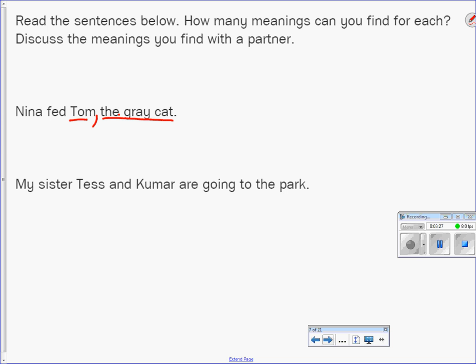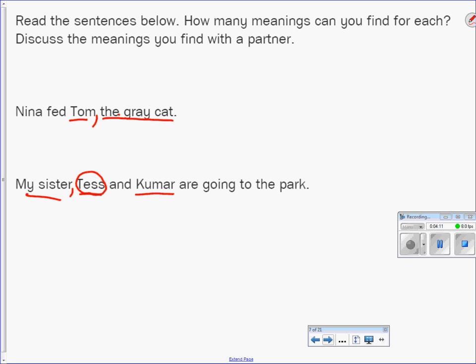All right, on the next one, my sister Tess and Kumar are going to the park. Okay, so if I look at this, I would think there was my sister, I would think there's Tess, and there could be Kumar. But by putting a comma in here, where sister is, my sister, Tess, would be her sister, and Kumar are going to the park. Okay, so now I think there's only two people going. My sister, whose name is Tess, and Kumar. And by using commas in language or in reading, that helps us understand that.